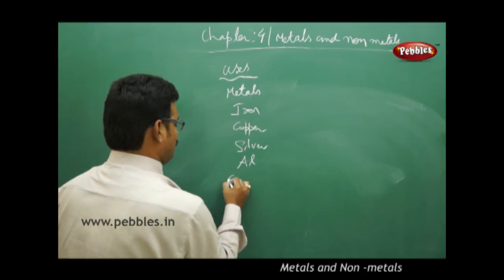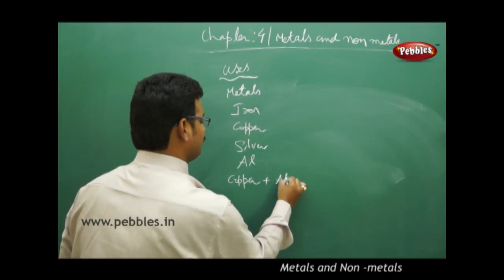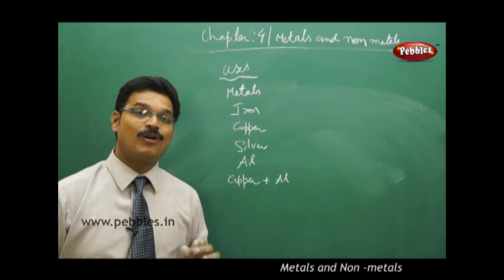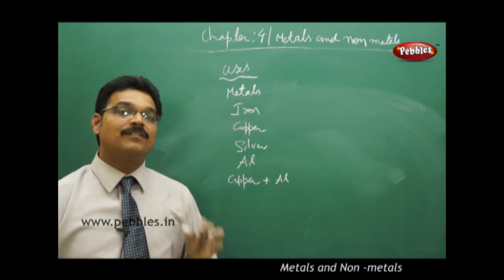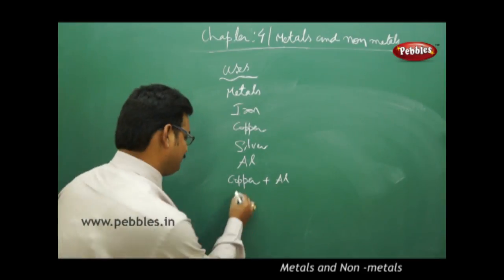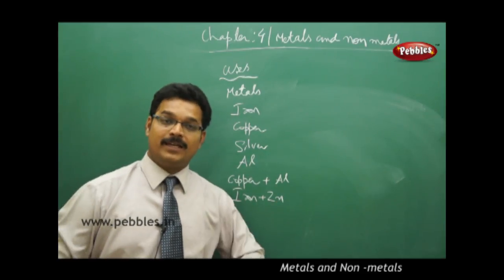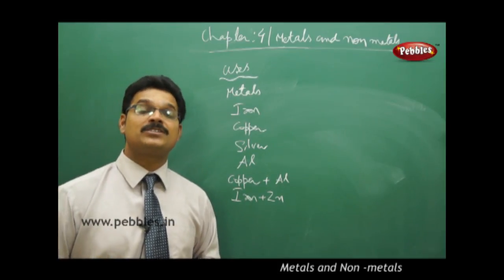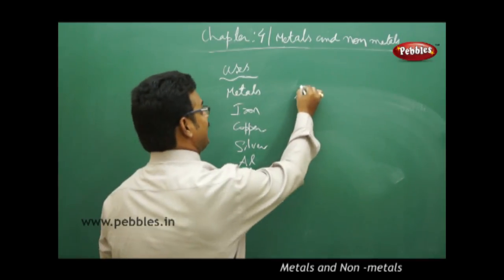Now if you take a copper and aluminium mixture, these are used in coins, making medals, and making statues. If you take the combination of iron and zinc, those are used for making long sheets, which are used for different purposes in construction areas.